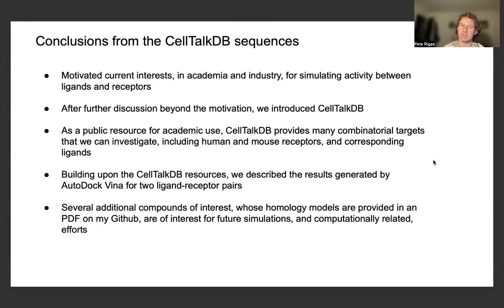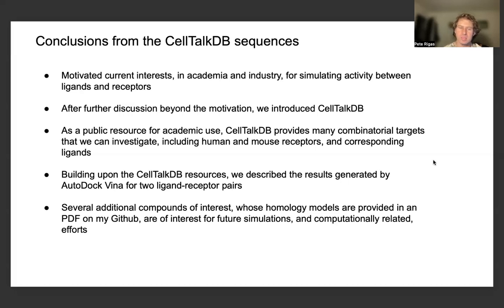And after further discussion beyond the motivation, we introduced CellTalk-DB. So CellTalk-DB allows us to look at different ways to gather information on potential ligands and receptors, and how these groups of ligands and receptors are reflecting different characteristics of the viruses that are looking to infect some host organism. And as a public resource for academic use, CellTalk-DB provides many combinatorial targets that we can investigate, including human and mouse receptors and corresponding ligands.